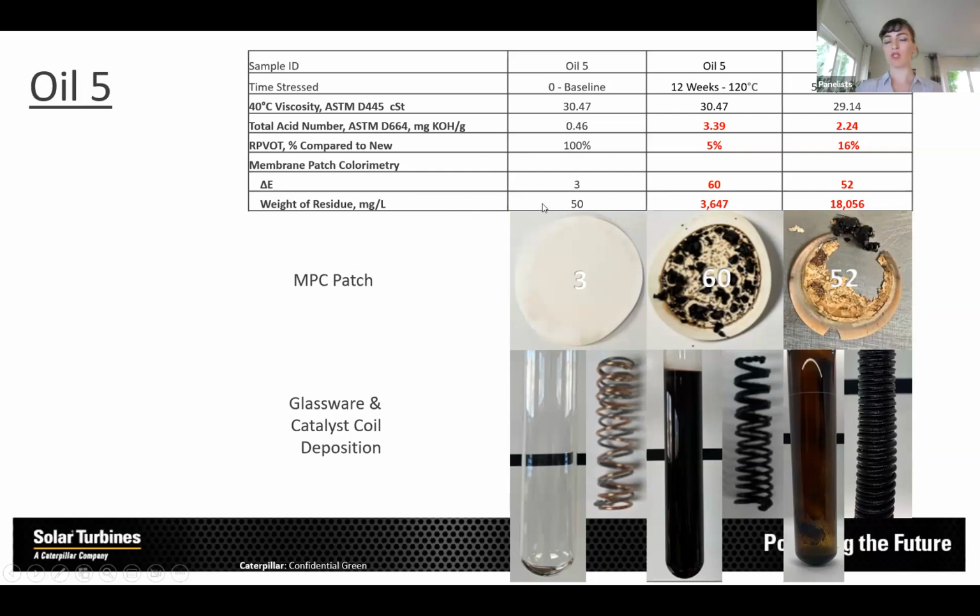And I've added here another parameter which we have tested for all the other oils, but in this case was much more prominent and much more meaningful, the weight of the residue on the patch itself. So for the baseline patch, as we would expect, it's a negligible amount of residue, but as we age this oil, the patch seems to accumulate a huge amount of residue on it. So the oil itself, aside from the typical parameters that we measure in the field, seems to show a tremendous amount of deposition overall, which is, again, mirrored in the amount of deposition that we see both in the glassware itself, but also in the catalyst coil, aside from the MPC patch.